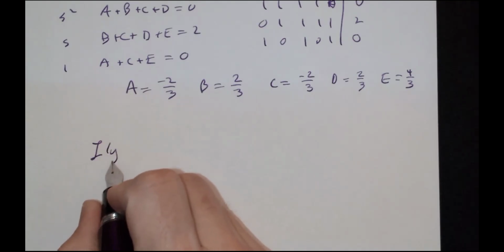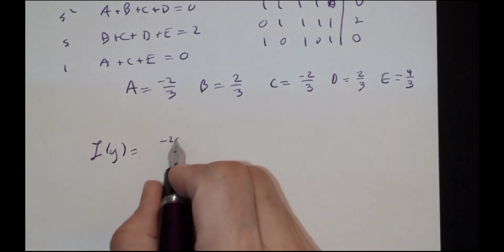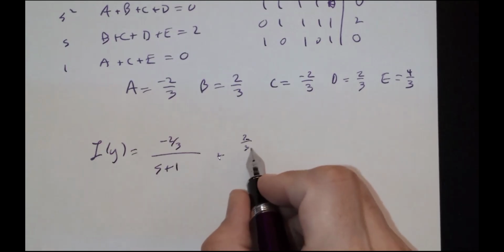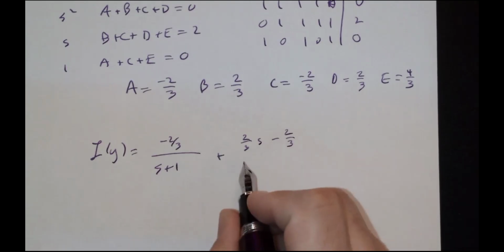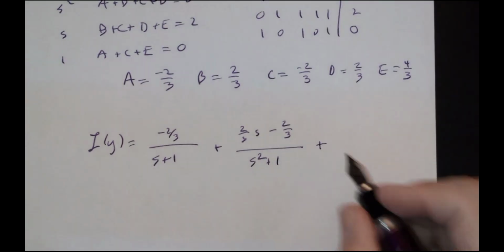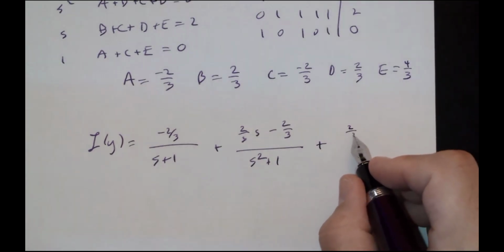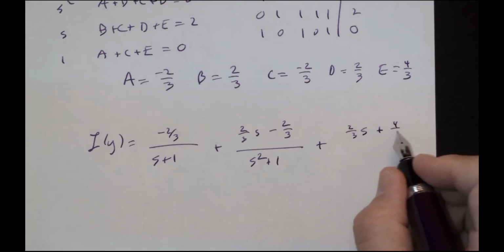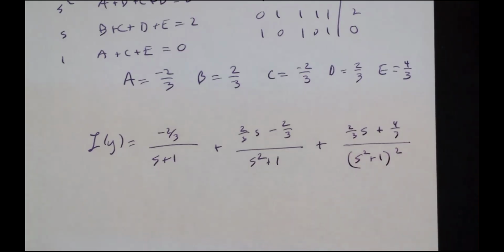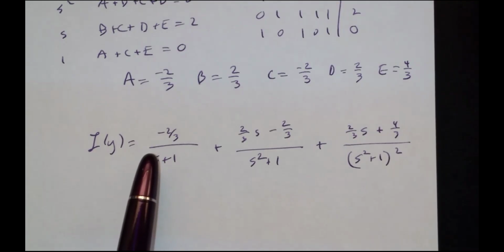Laplace transform of y is negative 2/3 over s plus 1, plus 2/3 s minus 2/3 over s squared plus 1, plus 2/3 s plus 4/3 over s squared plus 1 squared. I'm okay with that.